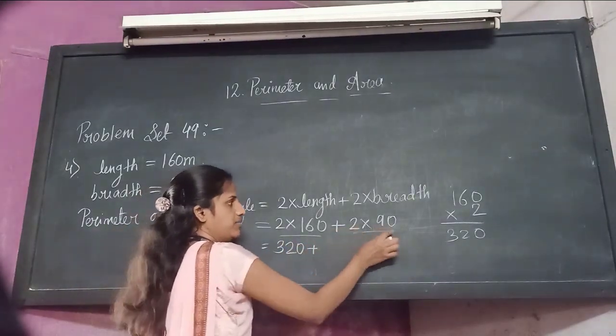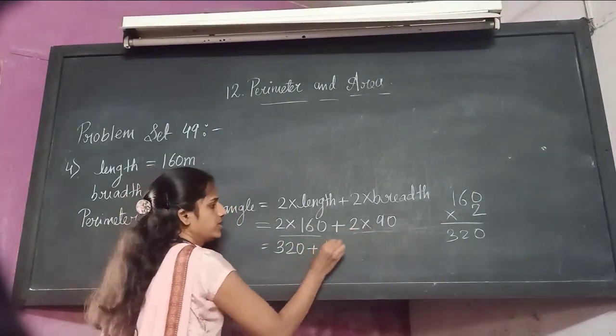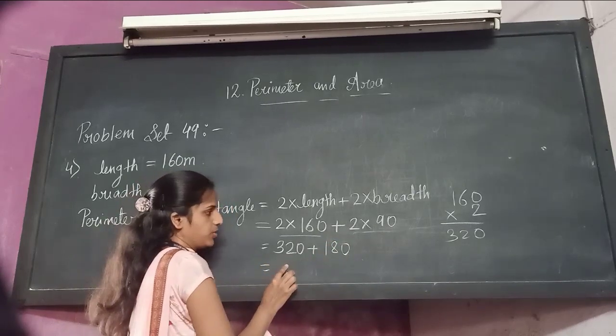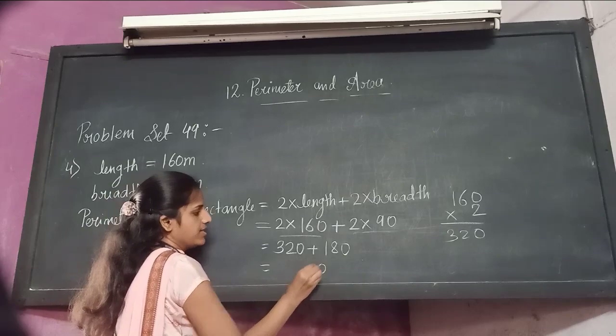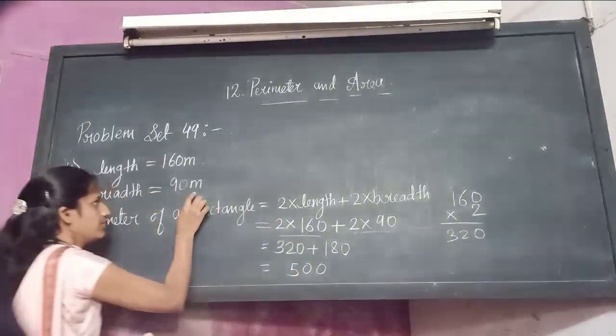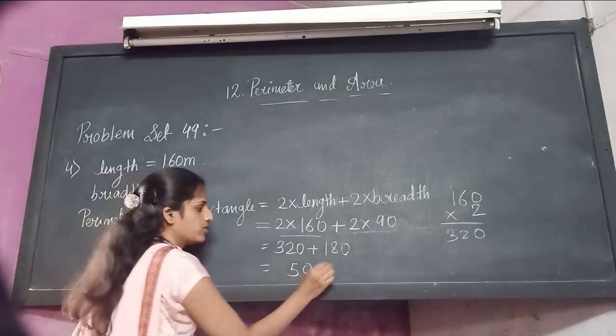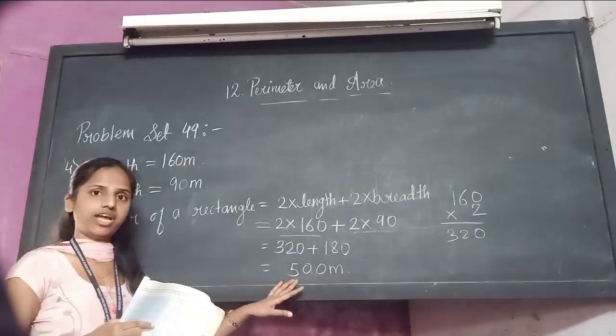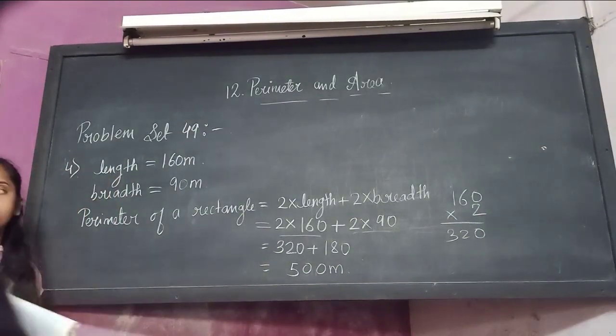Plus 90 multiplied by 2, again you can do the rough work. The answer will be 180. Now add these two numbers, 320 plus 180. The answer will be 500. It is in meter, so the answer will also be in meter. That means for 1 round, the answer is 500 meter. Let's find out for 4 rounds.